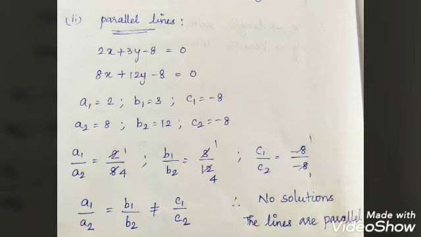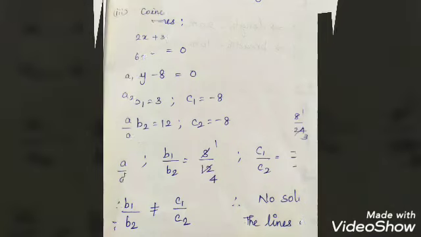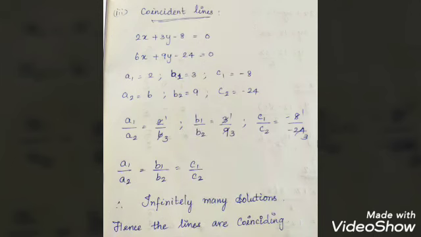Now find out the ratio. a1 by a2 equal to 1 by 4, b1 by b2 equal to 1 by 4, c1 by c2 equal to 1. So a1 by a2 equal to b1 by b2, which is not equal to c1 by c2, which means no solution. The lines are parallel. Is this clear?